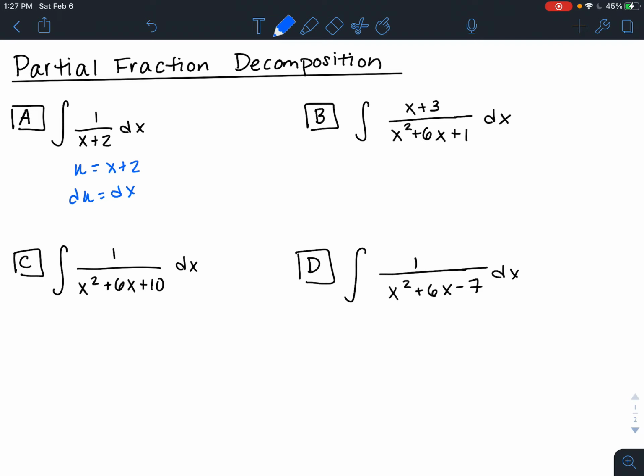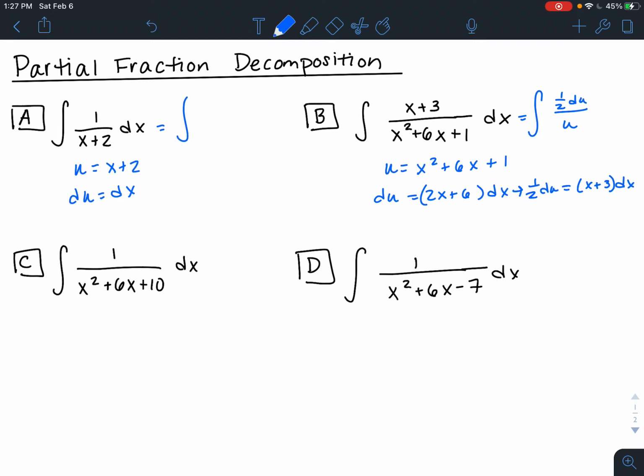And then b, again, you always want to try u sub first if you can. So if I make u equal to the denominator, which is always your best bet with a rational expression, my du is equal to 2x plus 6 dx. And if I take half of that, half of my du would equal x plus 3 dx, which is exactly what I have, right? So this would become the integral of 1/2 du over u.